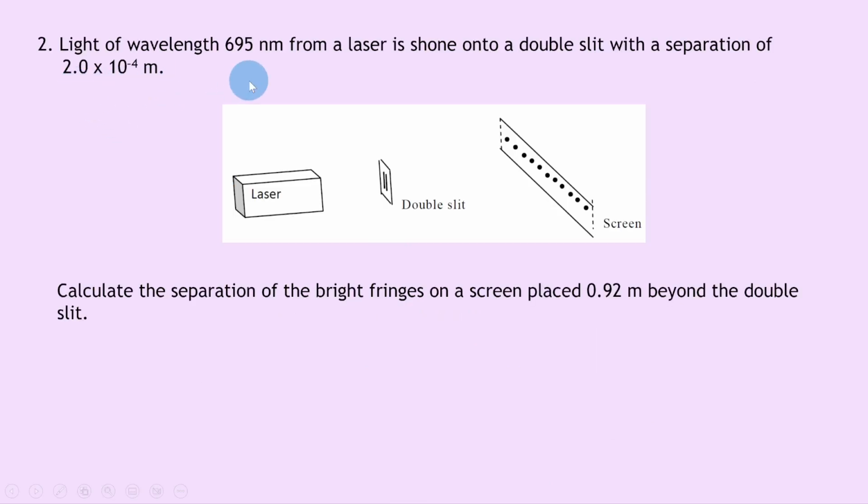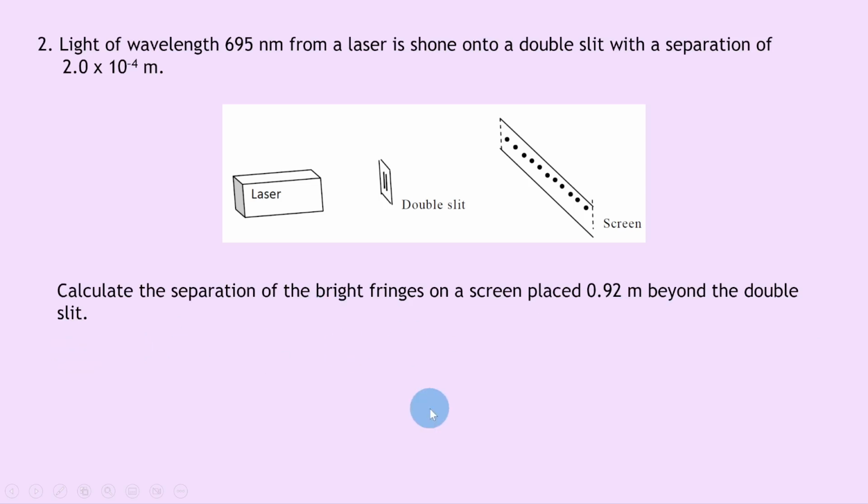Question 2 says light of wavelength 695 nanometers from a laser is shone onto a double slit with a separation of 2.0 times 10 to the minus 4 meters. So you can see we've got the laser here, the double slit, and the fringes on the screen. Then it says calculate the separation of the bright fringes on a screen placed 0.92 meters beyond the double slit.